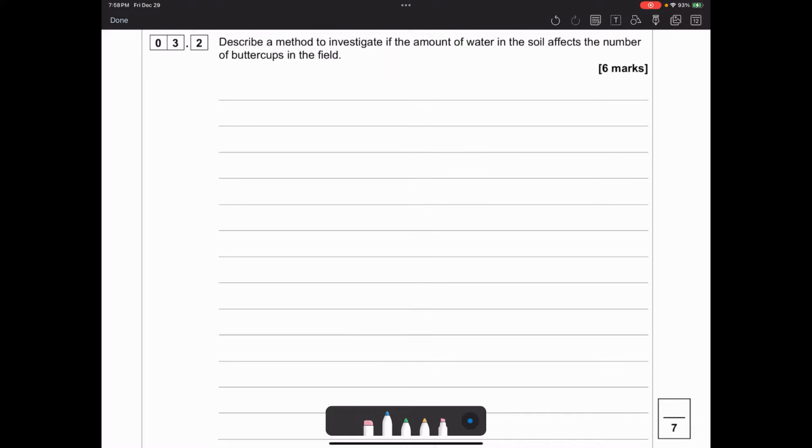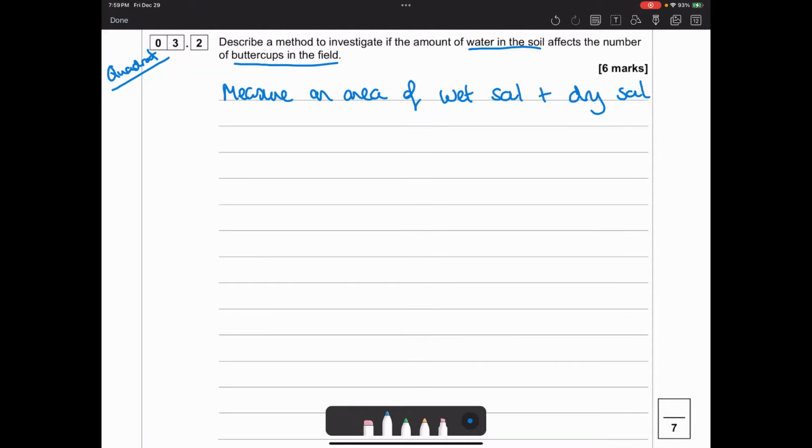Question 3.2. Describe a method to investigate if the amount of water in the soil affects the number of buttercups in the field. Okay, so this is a design question, and hopefully you remember this is your quadrat measuring species abundance required practical. So how do I go about estimating or seeing whether buttercups grow better in wet soil or dry soil? So the first thing I would do is measure an area of wet soil and dry soil. Now it's your plan, so you can make it up. You might just say 100 metres squared. Okay, obviously quite a big area, but it's your plan. You can put what you want, any specific measurements. So you measure an area.